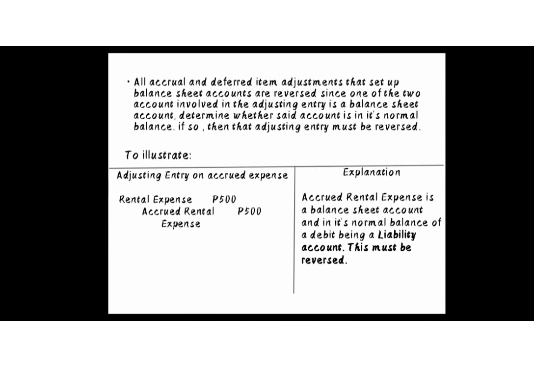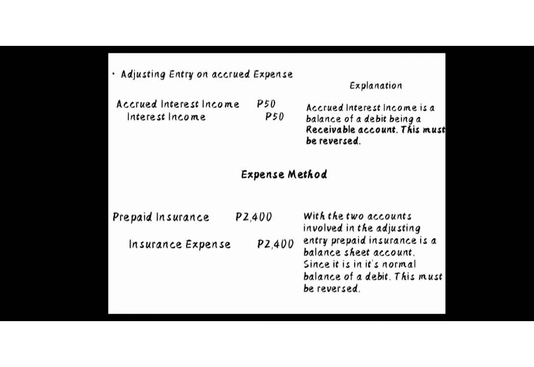To illustrate, using our previous illustration, the adjusting entry in accrued expense. The explanation of this is that accrued rental expense is the balance sheet account and is in its normal balance, being a liability account. This must be reversed. Adjusting entry on prepaid expense or expense method. Of the two accounts involved in the adjusting entry, prepaid insurance is a balance sheet account in its normal balance of debit. This must be reversed too.